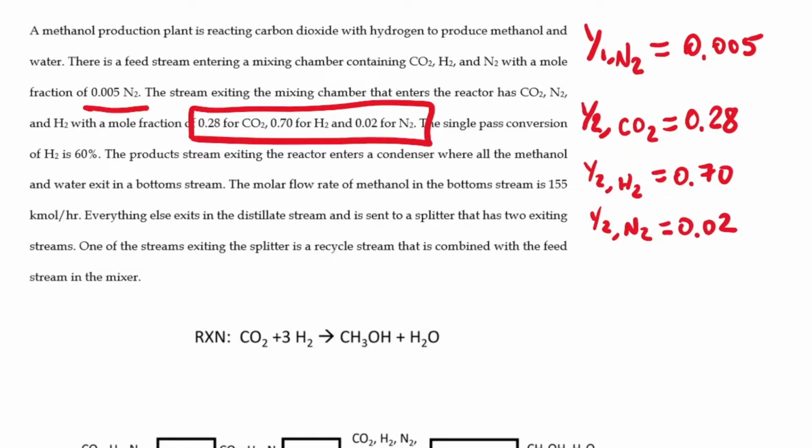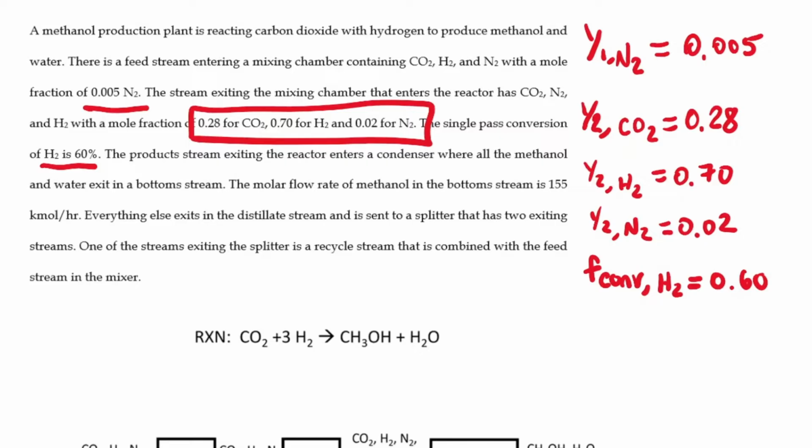All right, moving on. The single pass conversion of H2 is 60%. Awesome. So single pass conversion, we can consider that like a fractional conversion because they're doing the same thing. Single pass speaks in terms of just the reactor, and a fractional conversion is always with respect to our reactor. So we can write that as fractional conversion of H2 equal to 0.60.